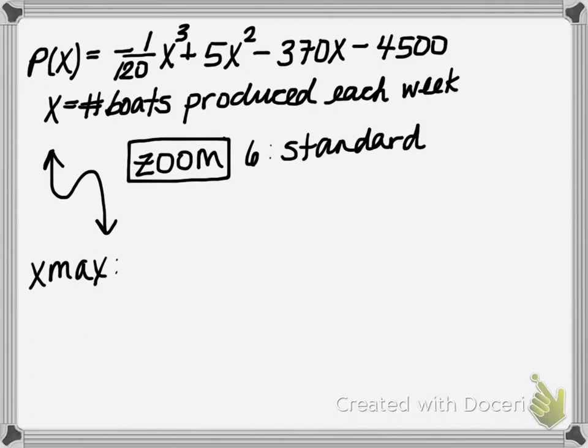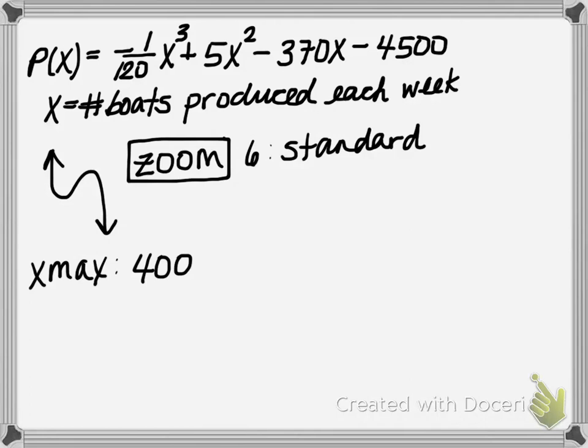So go ahead and go to your window. We want to adjust your window, and let's just change the X maximum. So if we're currently making 340 boats, we want to choose a number larger than 340. Why don't you go ahead and try 400? And I recommend only changing one value in the window at a time, and then you can see how that impacts your graph.